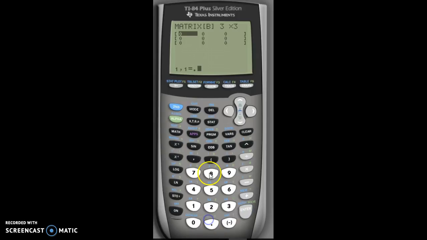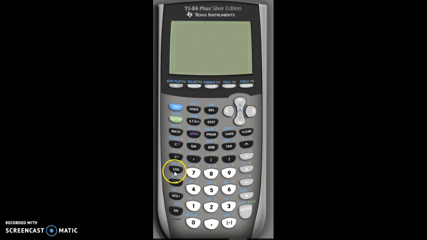Then enter my values, 0.8, 0.15, and 0.05. Next row is 0.05, 0.85, and 0.1. And the final row is 0.3, 0.5, and 0.2. I'm going to get out of that and make sure all my things are entered correctly. They are. So I'm going to hit second quit and get out of there.